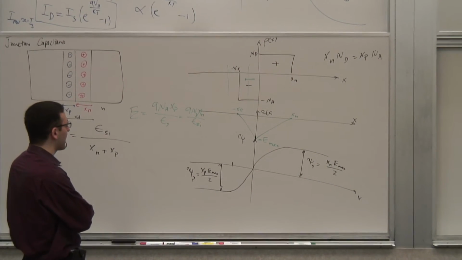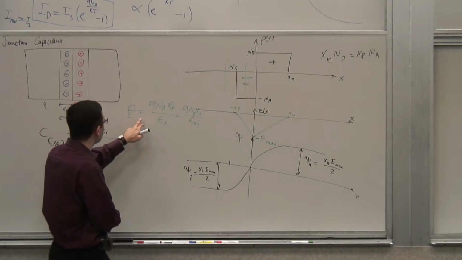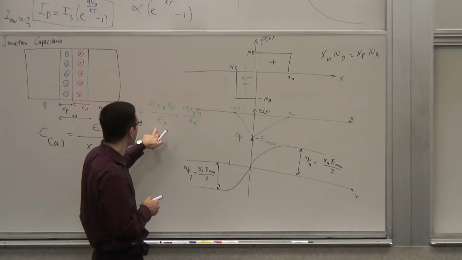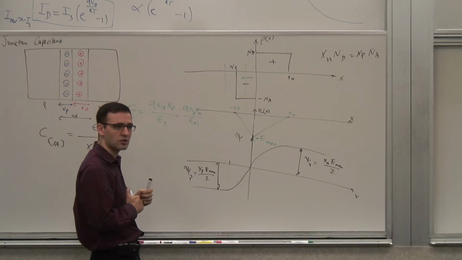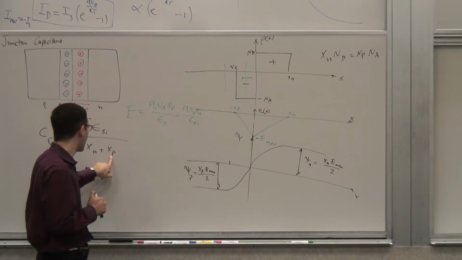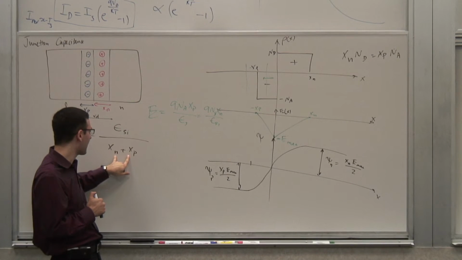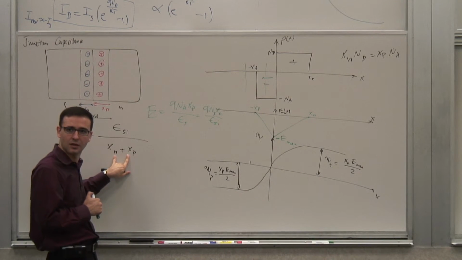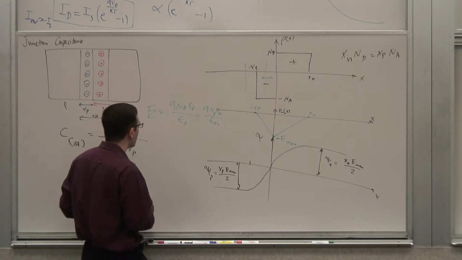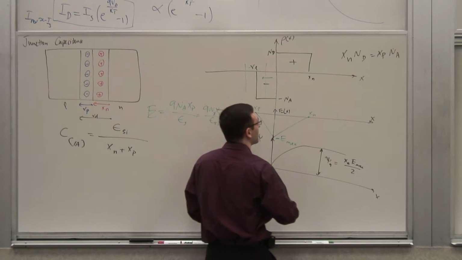Okay, so let's calculate that. Before I do that, let me rewrite this E in a slightly different way. Each one of these expressions is defined in terms of one side of the junction. I prefer to define it in terms of xn plus xp, because that would be a good quantity. I basically try to calculate xn plus xp. Let's state E in terms of xn plus xp. So how do I do that? Well, I noticed one thing. Let's go there and calculate xn plus xp from that.